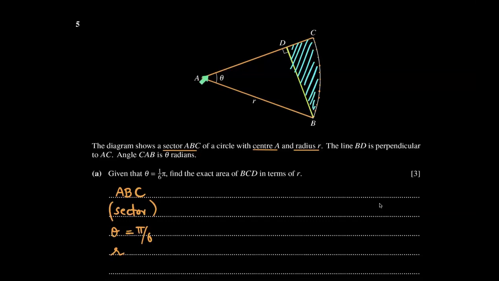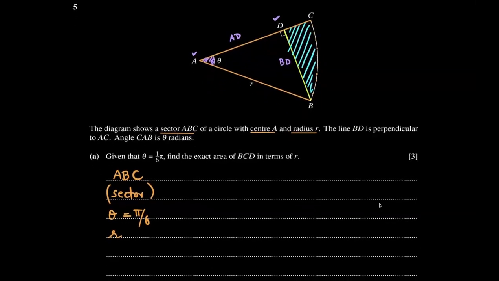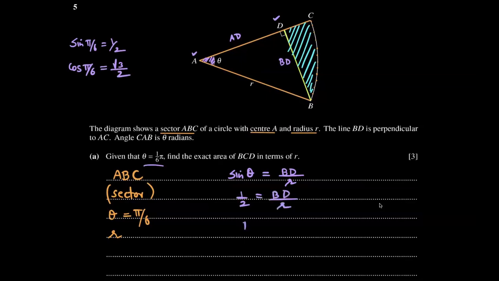Now, the rule is pretty simple. Find the area of the sector, find the area of the triangle, and then subtract. That's all about it. Now, first of all, let me focus on AD over here. So this is AD that I'm looking for. And let me focus on BD. And this is trigonometry based upon this angle. So first of all, let me write down sine of theta is equals to BD divided by R. Now, since the angle is pi over 6, sine of pi by 6 is half. And we should also write down cosine of pi by 6, which is root 3 over 2. So therefore, this is half, this is BD, this is R, therefore BD is half R.